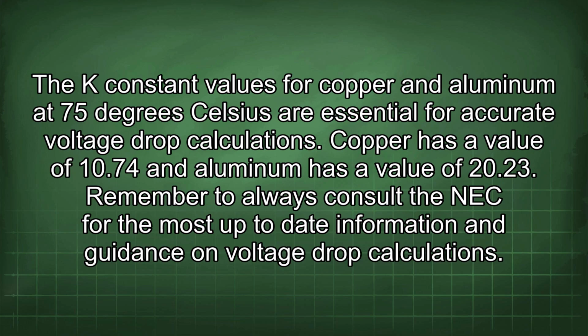The K constant values for copper and aluminum at 75 degrees Celsius are essential for accurate voltage drop calculations. Copper has a value of 10.74 and aluminum has a value of 20.23. Remember to always consult the NEC for the most up-to-date information and guidance on voltage drop calculations.